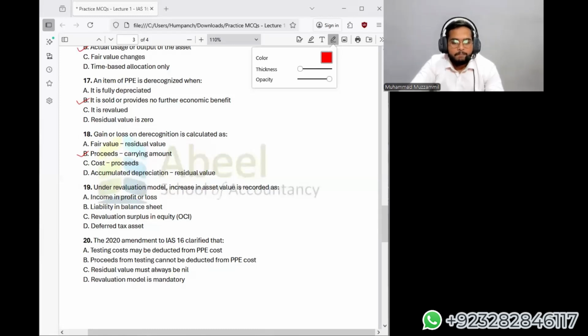In short, don't net test sale proceeds against the asset cost. Record them in profit and loss. Okay. So this is the IAS 16 practice MCQ session.